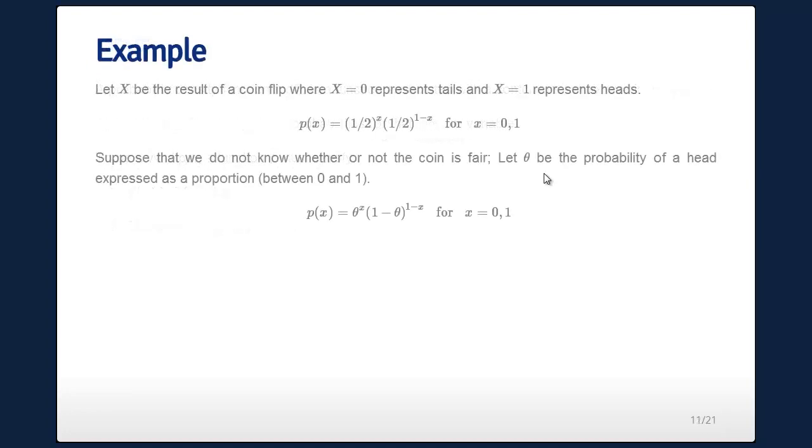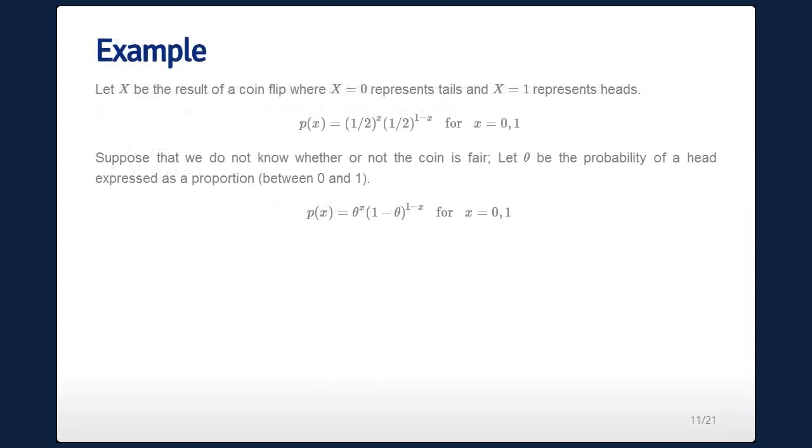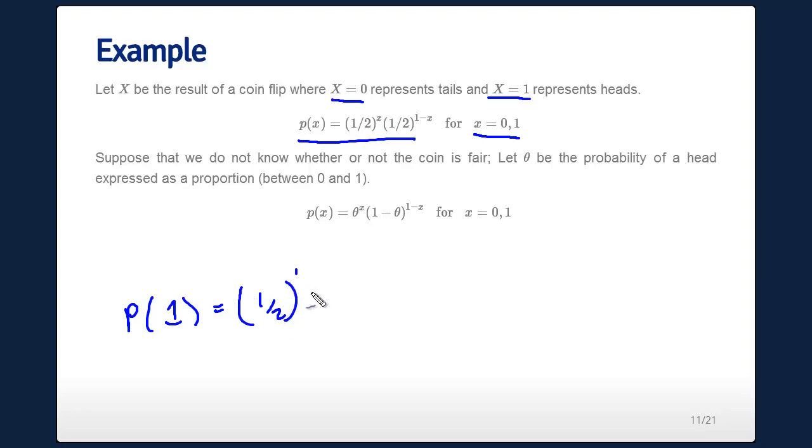I'll go through an example in a second. Here's our example. Let's just do our coin flip. X equals 0 represents tails, and X equals 1 represents heads. So we might write our p of x as 1/2 to the x, 1/2 to the 1 minus x, for x equals 0, 1. So if we plug in p of 1, we get 1/2 raised to the 1 power, 1/2 raised to the 1 minus 1 power, which is 1/2.